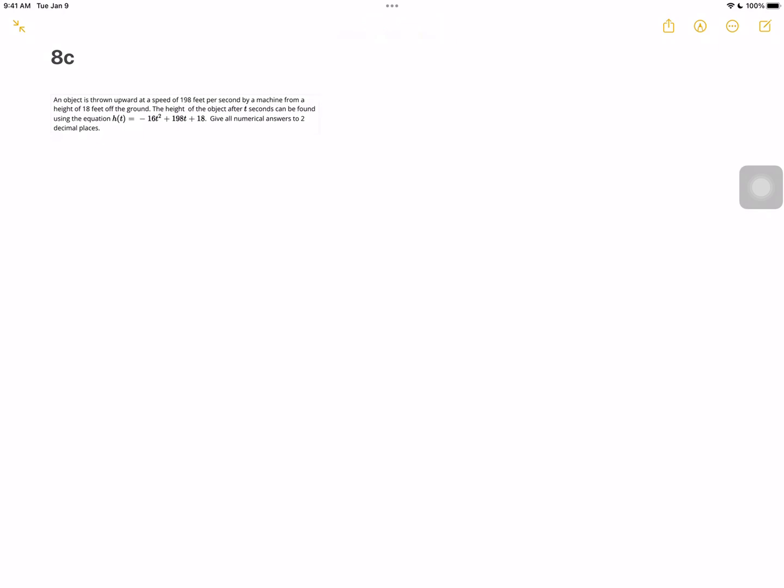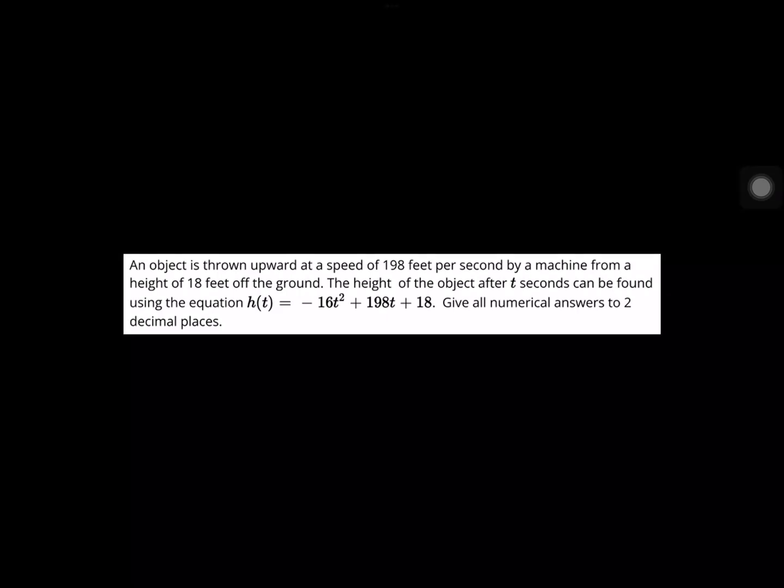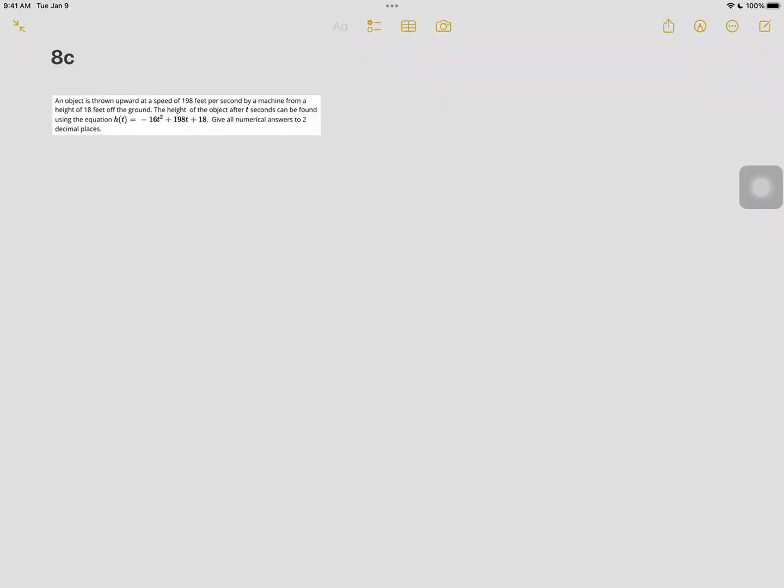First and foremost, a little bit about this equation right here. The negative 16 t squared is a result of gravity. That's the pull of gravity. Gravity pulls at negative 16 feet per second. The 198 is the initial speed of the object, and the 18 is the height.